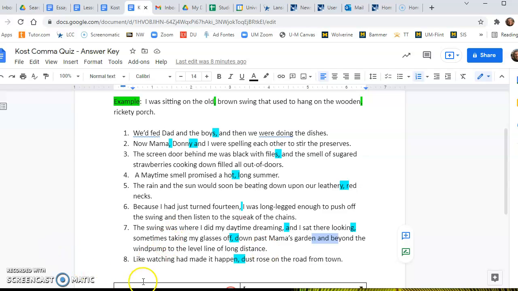"Like watching had made it happen, dust rose on the road from town." So this is a dependent clause, because this does not have a complete thought. And then it's followed by an independent clause, because this can stand on its own. "Dust rose on the road from town." Dust is our subject. Rose is the verb. "On the road" is our prepositional phrase. "From town" is our prepositional phrase. So because this is a dependent clause that precedes an independent clause, we have a comma after.